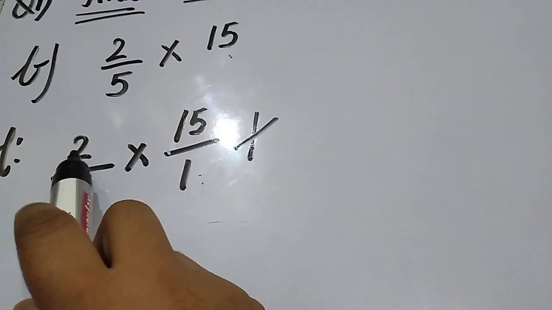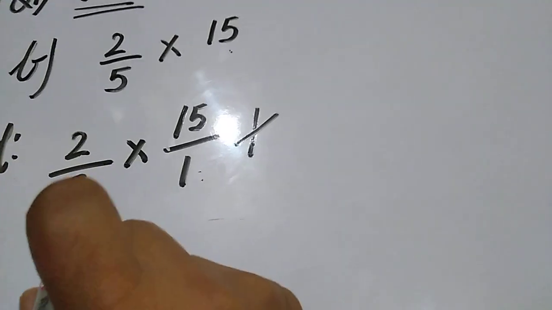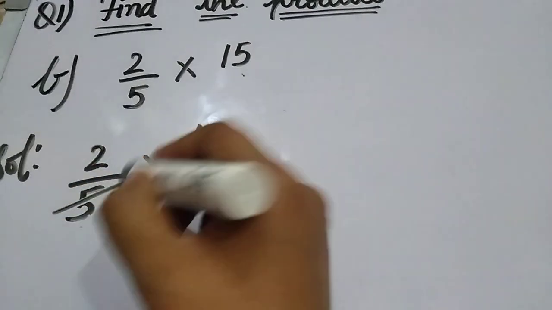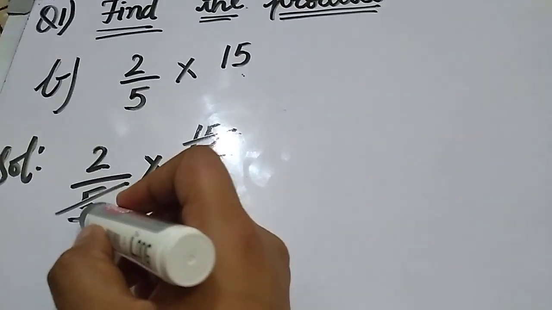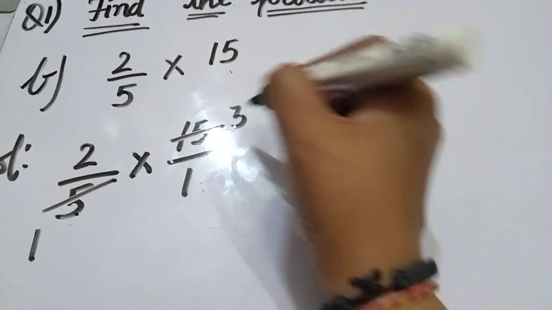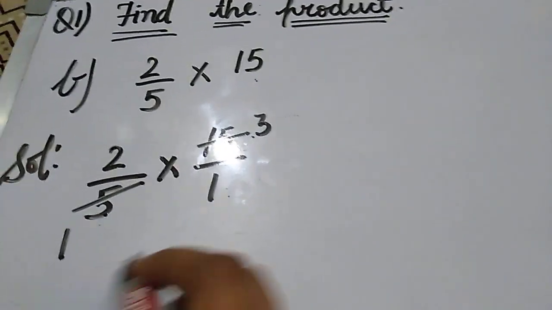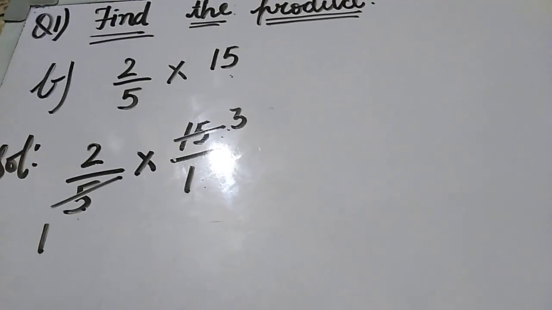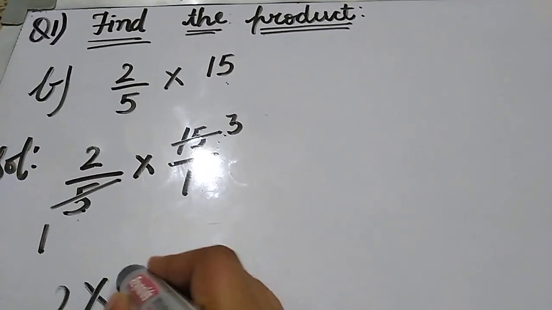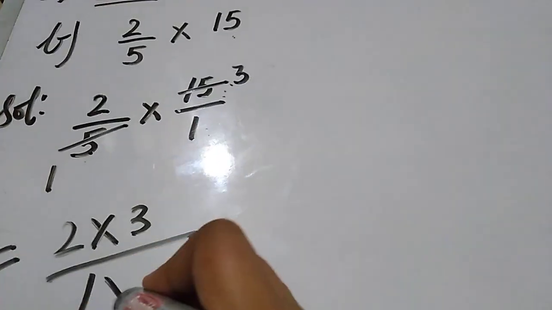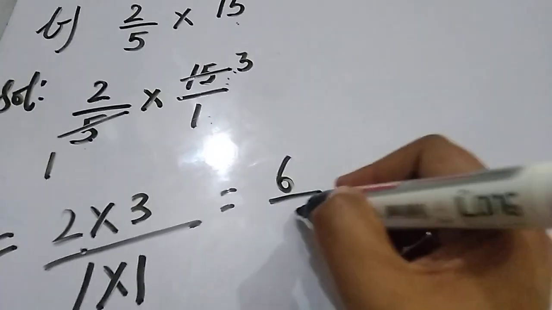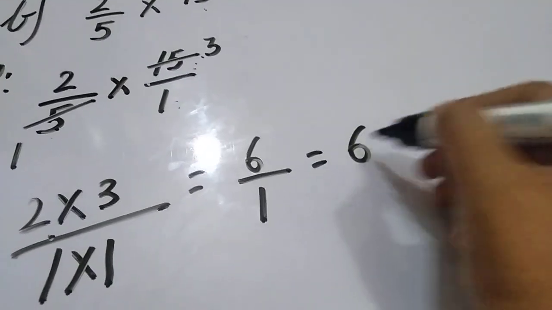Okay, now you have to check 2 and 1, already done. No, 5 and 15, these two numbers are divisible by 5. In the table of 5, 5 divides to 1 and 15 to 3. So you have to write that, and after that there is no simplification. Now you have to multiply 2 by 3, and 1 by 1. So 2 threes are 6, 1 one is 1. That is equal to 6.